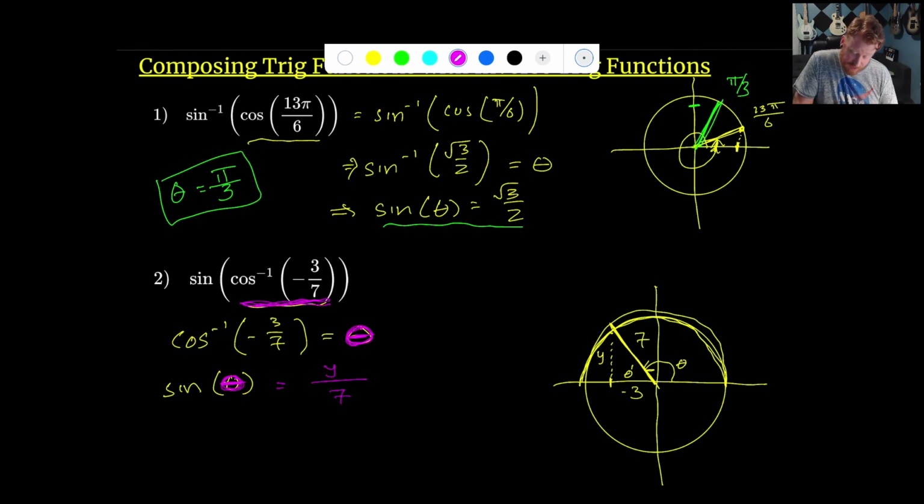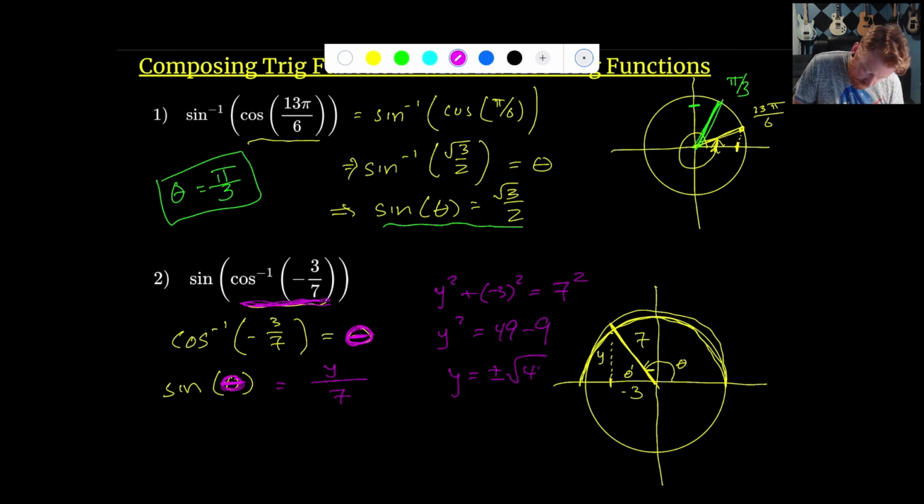So let's go figure out what y is using the Pythagorean theorem. We should be getting that y squared plus -3 squared is equal to 7 squared. So we'll get that y squared is equal to 49 minus 9, so that y is equal to plus or minus the square root of 40. Y is equal to plus or minus 2 square roots of 10. And now we need to figure out, do we need the plus or the minus version? And since the sine is positive in this quadrant, we want the positive version. So y is equal to the positive 2 square roots of 10.